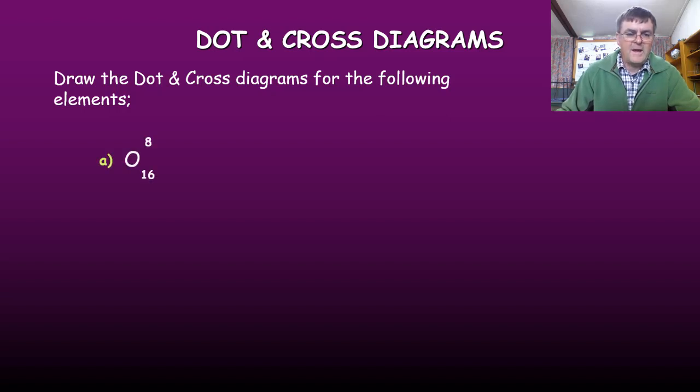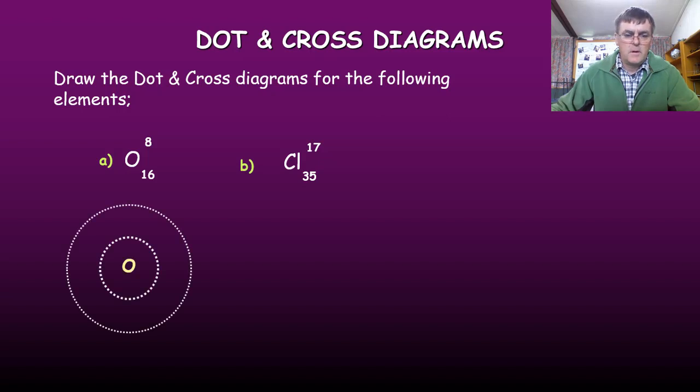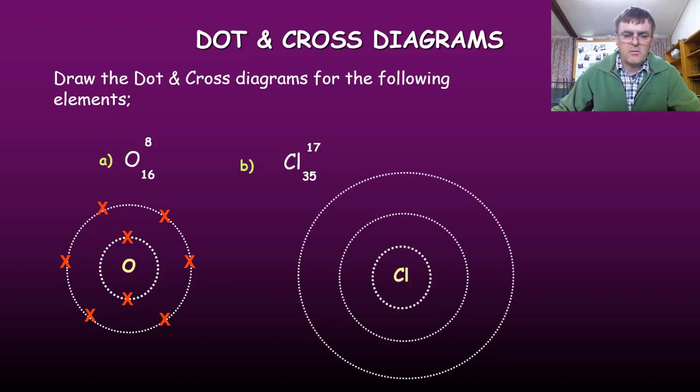So oxygen, we've got 8 to play with here. Chlorine's got 17. So here's oxygen, 2 in the first shell, and then what's left over, the 6 in the next shell out. Chlorine, it's got 17. We're going to need 3 layers around that. The symbol is in the middle of the nucleus, 2 go into the first layer, 8 will fill up the next layer. What's left over is the 7, which then goes into the outside layer.